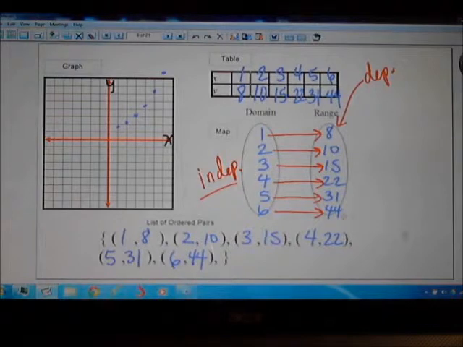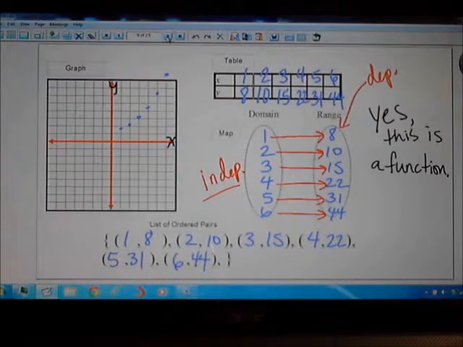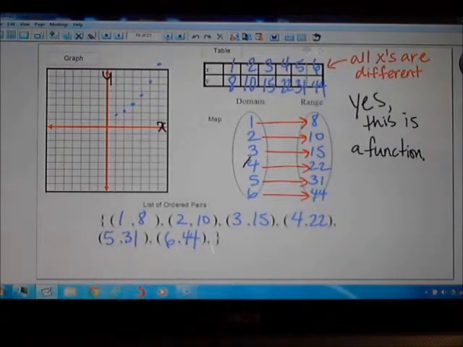Okay, so we wanted to know, does this represent a function? This is a relation. Any set of ordered pairs together is a relation. So this does describe a relation. Is it a function? Yes, this is a function. How do we know that? There are several different ways that we know this is a function. One way we know is all of my x values are different. You can see that on the table.